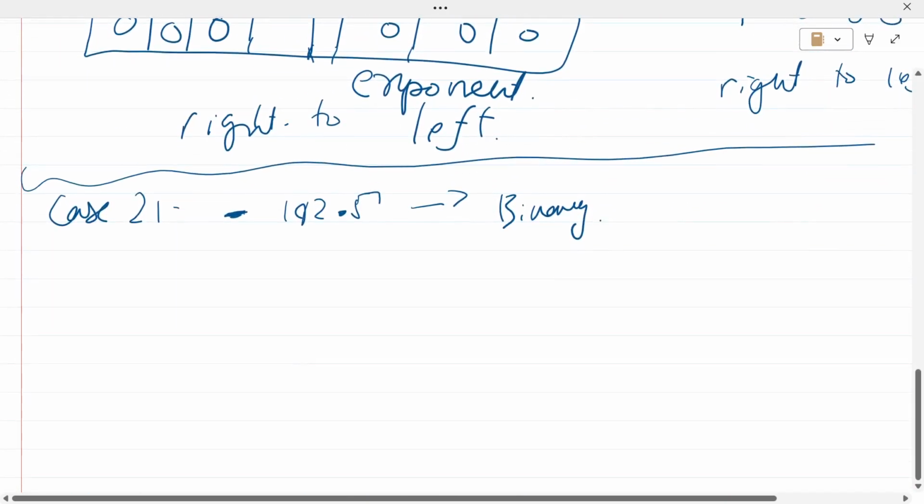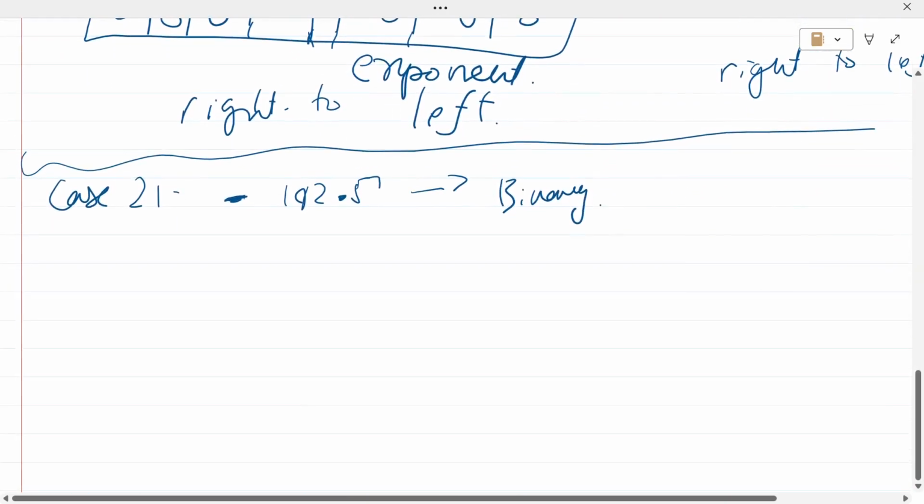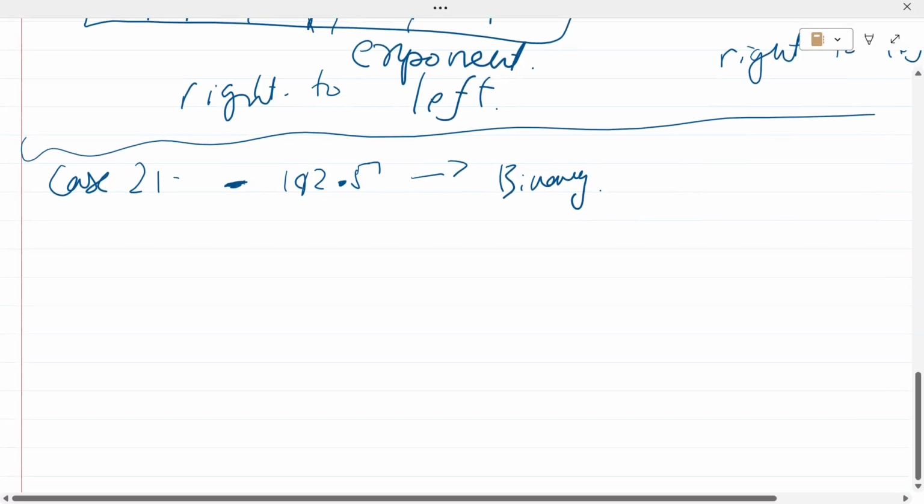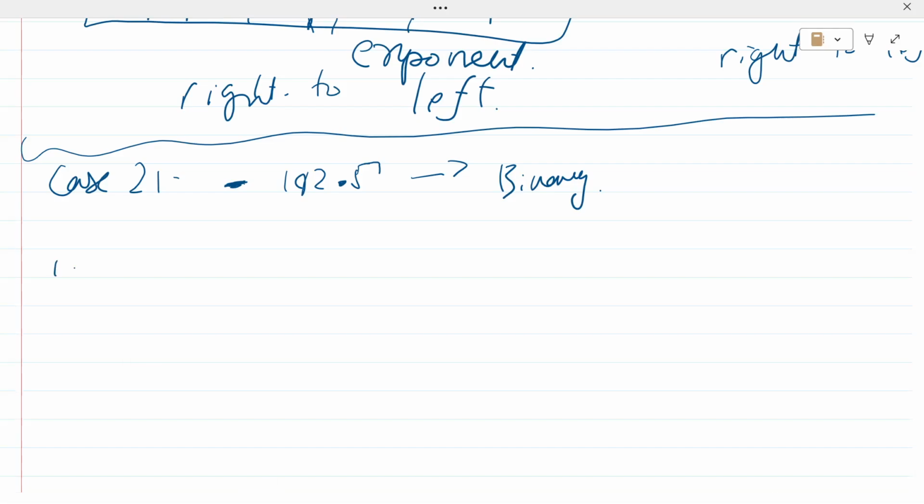Now, there are two methods for the second case. In order to avoid confusion, I'm just going to do one of them, the one that I have been following, okay? So the moment you see this in your exam, what is the very first thing you do? You start doing this, right? 128, 64, 32, 16, 8, 4, 2, 1, right?